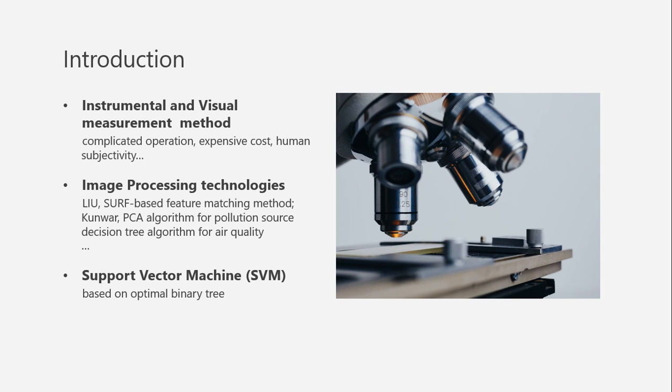Currently, people use instrumental measurements and visual measurements as the two common methods. For one thing, the instrumental method has the weaknesses of complicated operation, expensive costs, and high requirements for the surrounding environment. For another, the visual method highly relies on the subjectivity of human beings.